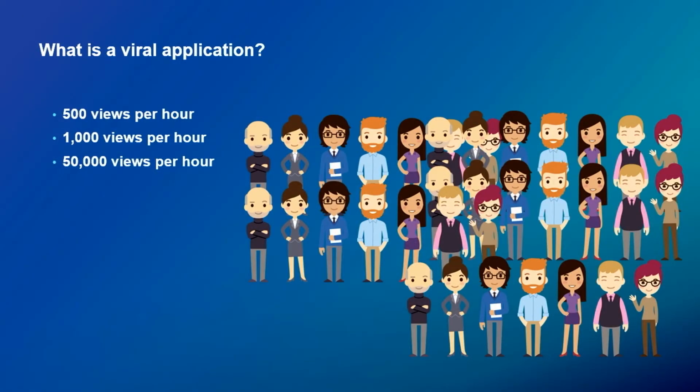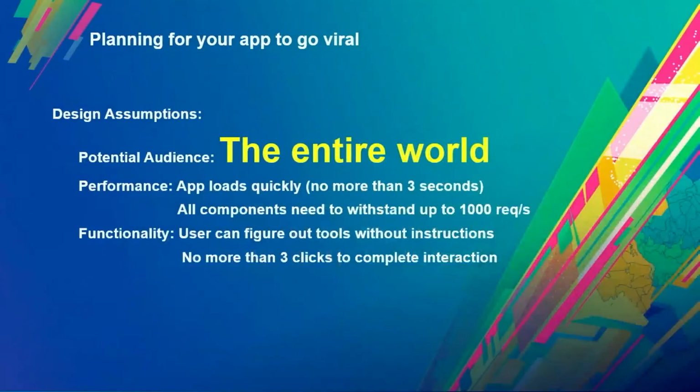What is a viral application? This is really a subjective definition. For some people, that would maybe mean 500 views per hour. For others, maybe you're getting upwards of 50,000 views per hour. And what we really want to talk about today is whatever that definition is for you, you should be planning for it. So Kelly's going to talk a little bit about layers and scalability.